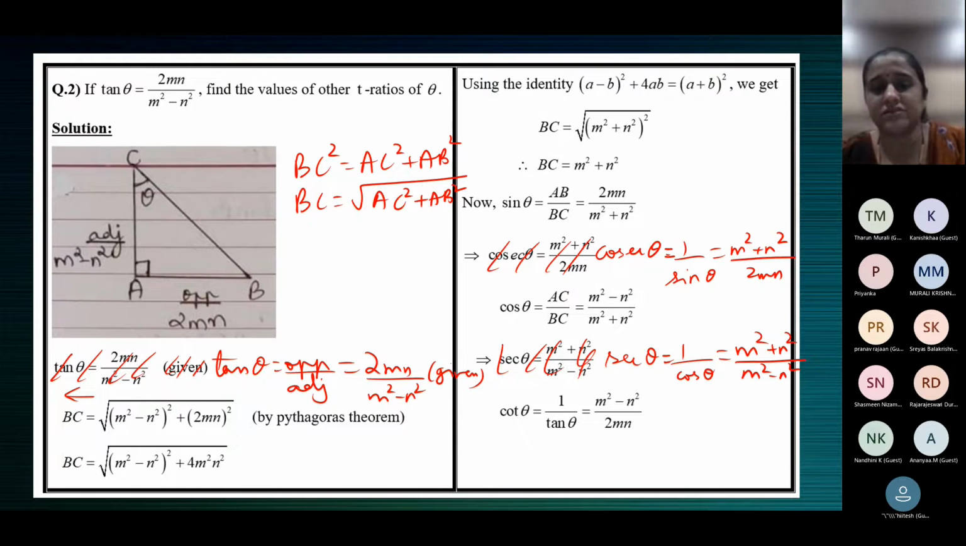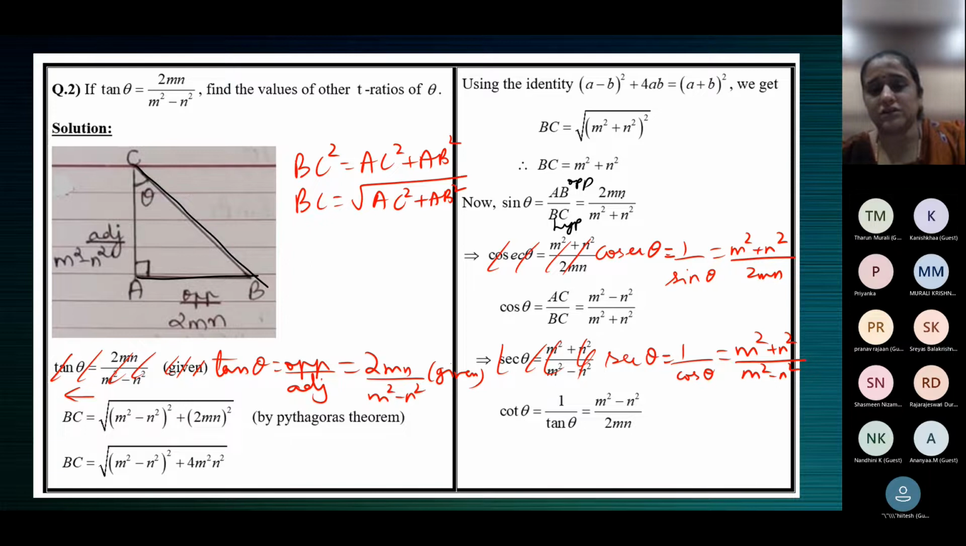So this AB by BC is nothing but sine theta is equal to opposite by hypotenuse. Sine theta connects the opposite side and the hypotenuse. Opposite is AB, and hypotenuse is BC. So AB by BC.